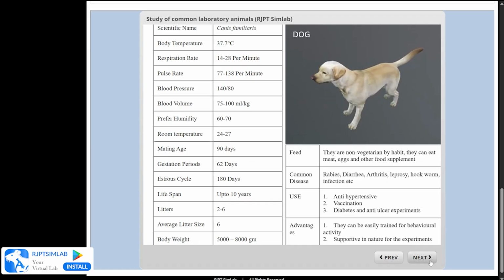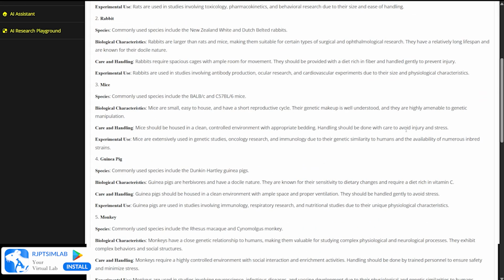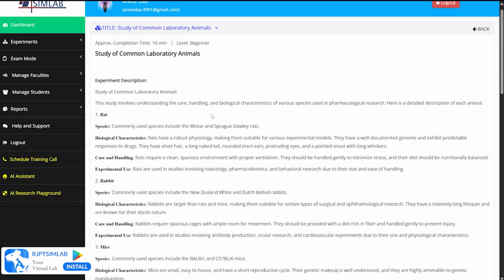for the experiments. And now we have studied all the animals in depth. Now let's summarize our study with a few details. This is the summary of what we have studied till now. This study involves understanding of care, handling, and biological characteristics of various species in pharmacological research. And here's a detailed description.